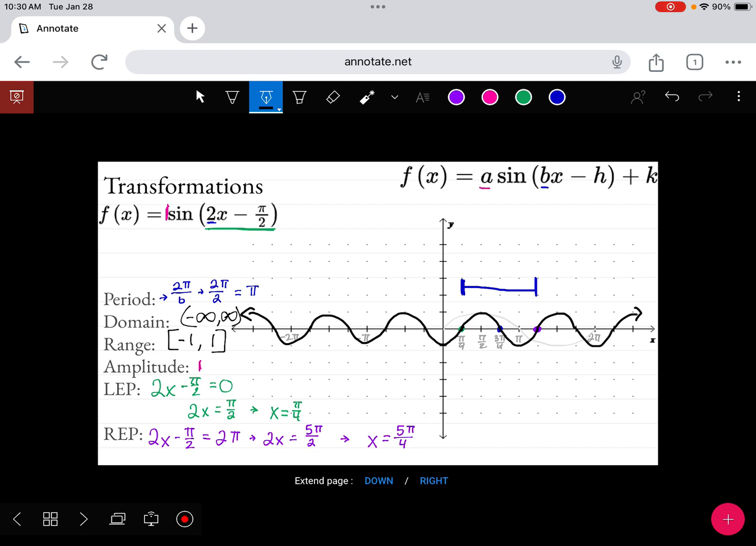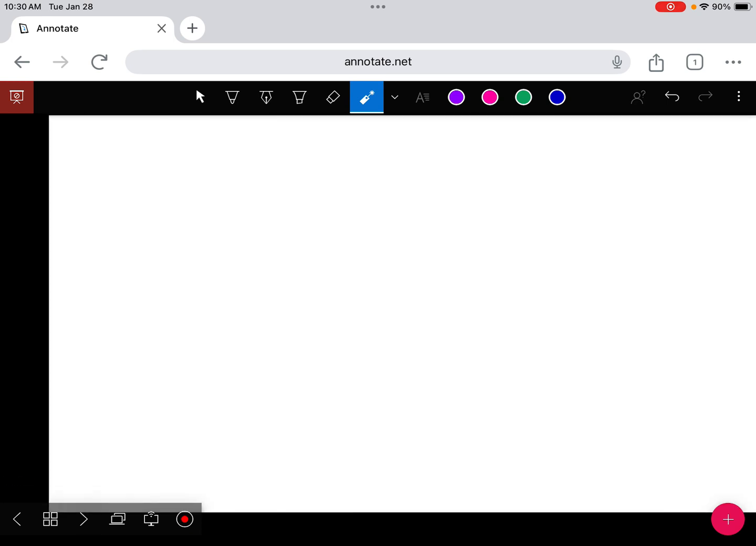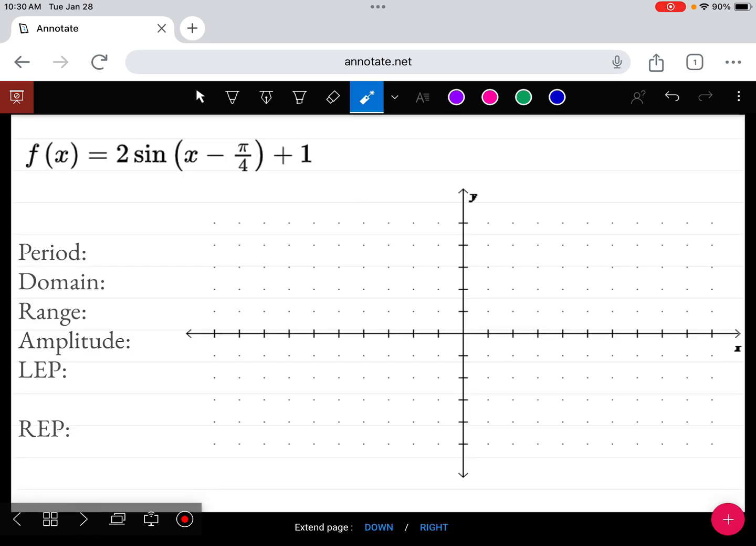Okay, so the H transformation really plays with our left and right endpoints. We have one more transformation to see, and that's all the things we can do to these. Our last piece is we're going to look at that K and what that's going to do with our vertical shifts and how we do that. This will be our last one for today.